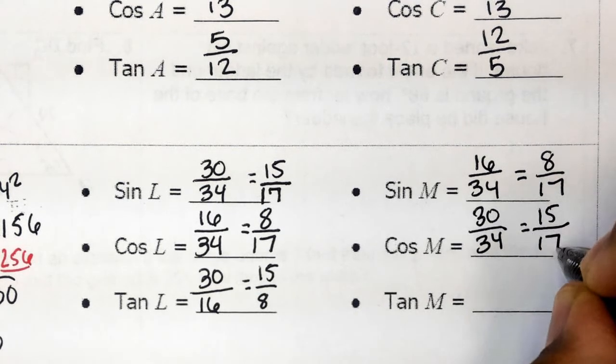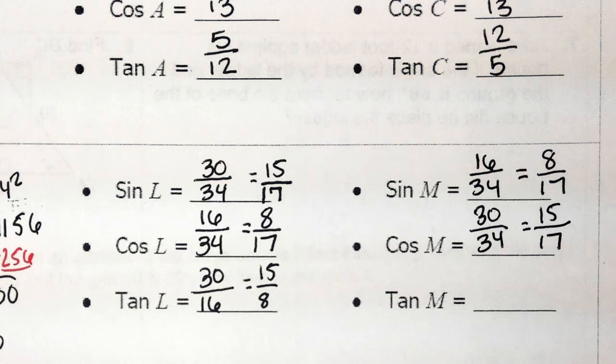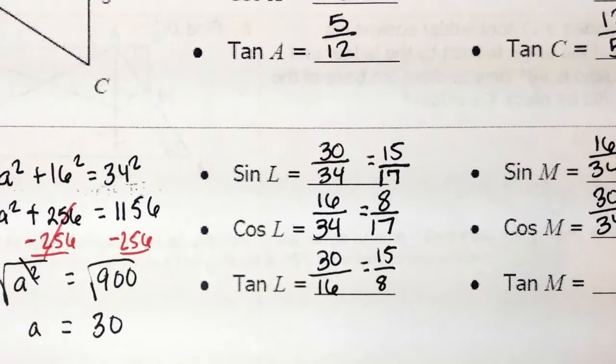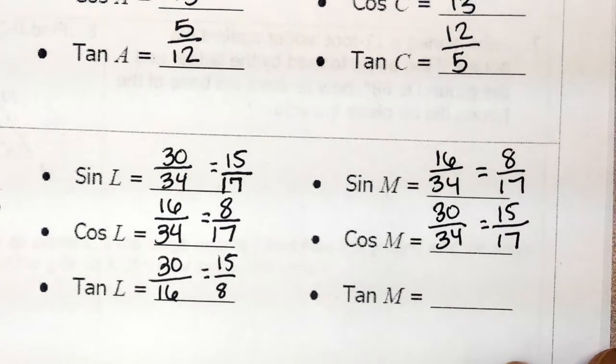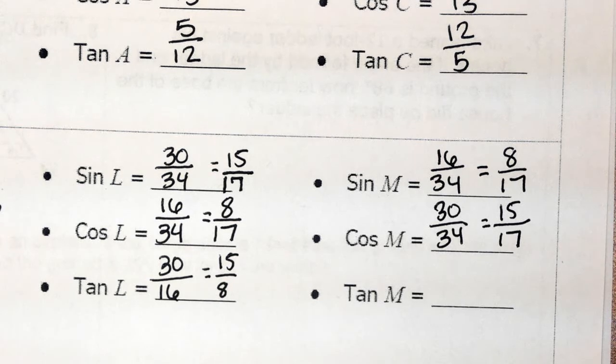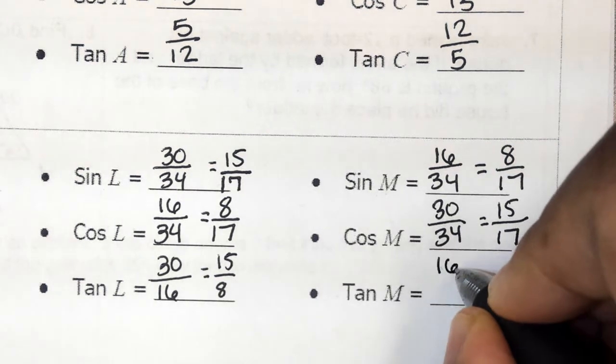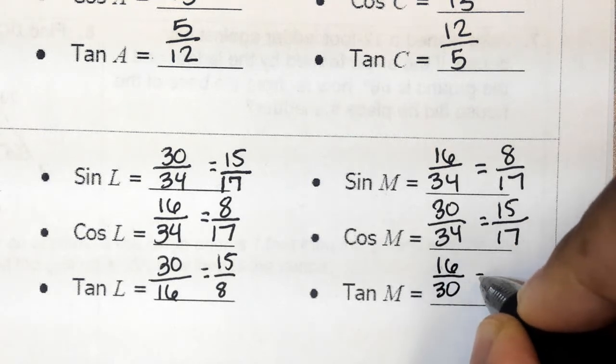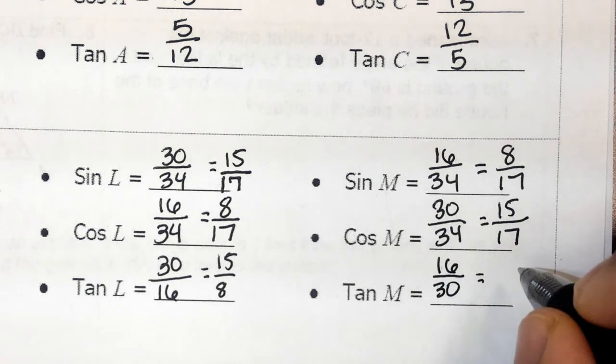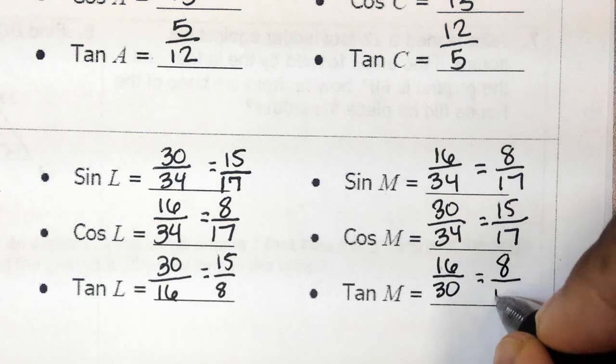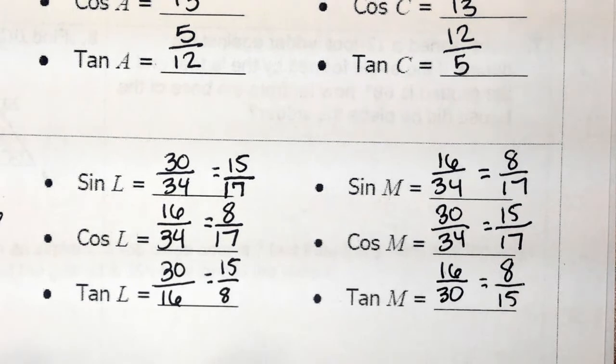I know you're going to get this last one without my help. From angle M, tangent. 16 over 30. Reduce? 8 over 15. Alright, we made it.